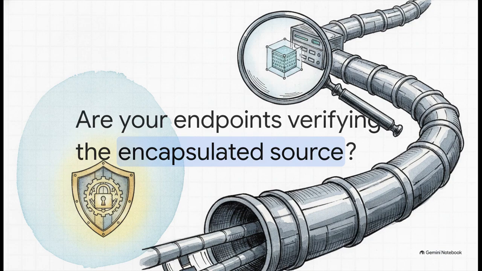Since we know from the source material that tunnels inherently bypass standard perimeter controls, where exactly are you enforcing your security? If your perimeter firewall is totally blind to the payload passing through it, are your actual end hosts verifying the source? It's a critical architectural question you absolutely have to answer before letting these IPv6 transition technologies out of the lab and into the wild.